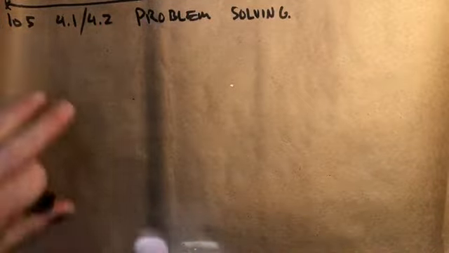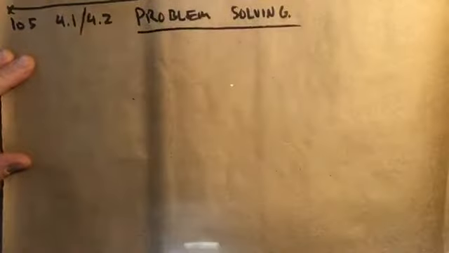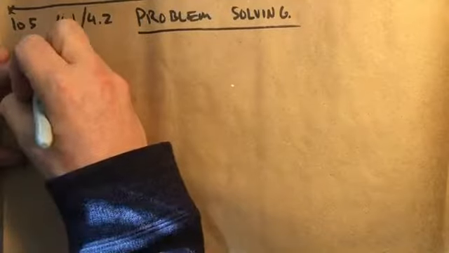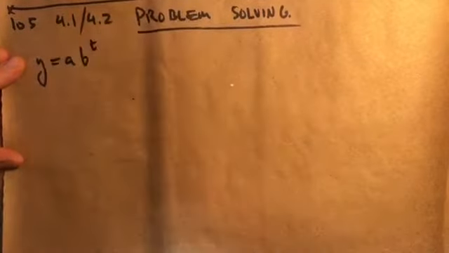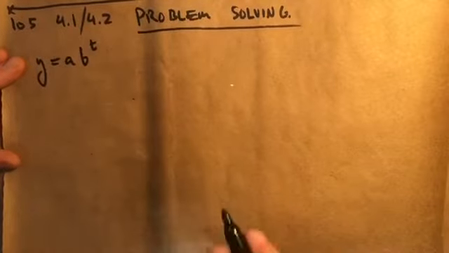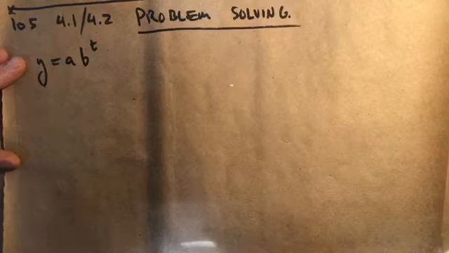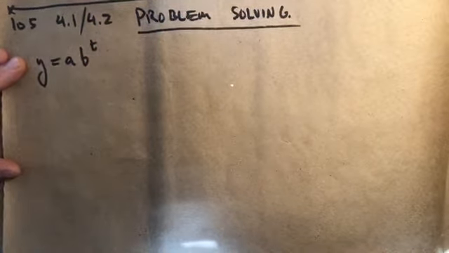We're talking about section 4.1 and 4.2, and I want to talk about problem solving when we're dealing with these things. Mind you, everything here is going to be in the form y is equal to a b to the t, where a is our initial value, b is our growth factor, and y is our output. t is the number of compounds, or the way that we're measuring time.